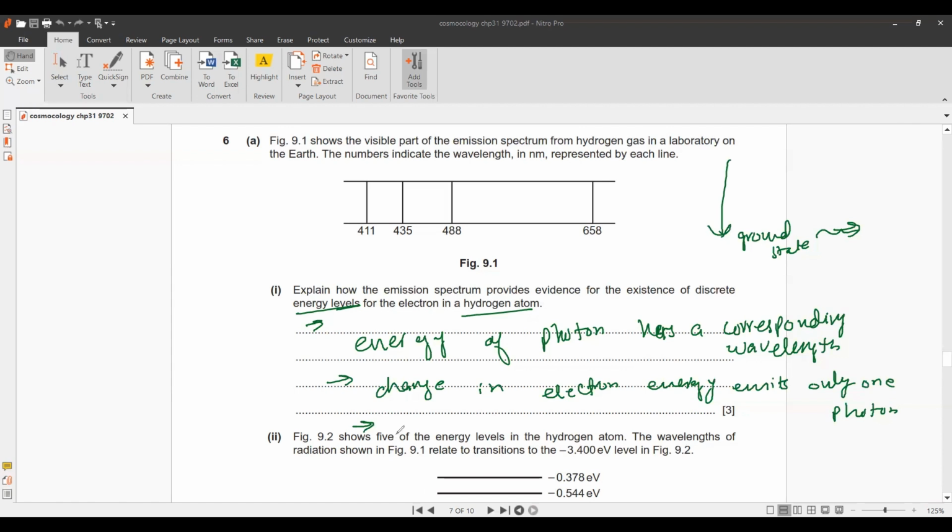And discrete energy changes. It is not continuous, it is discrete. Yes, discrete energy changes also implies that there are discrete energy levels.